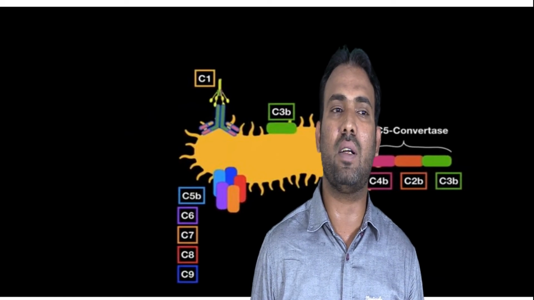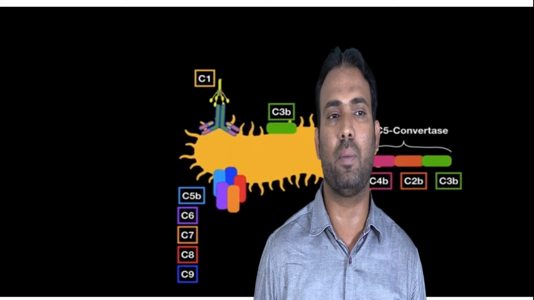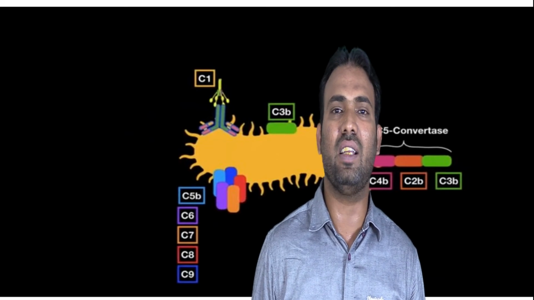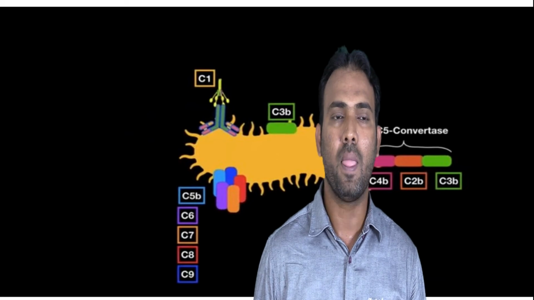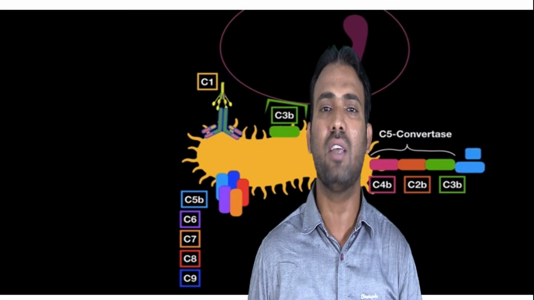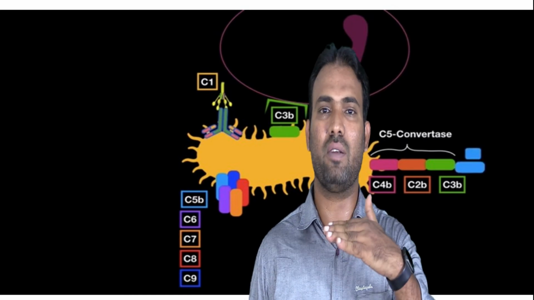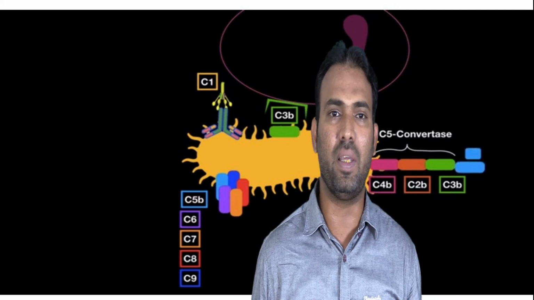Then it will be covered with another factor, that is properdin, which is factor P. Properdin is useful for binding C3b and Bb. Then once again, another piece of C3b will be attached above all these things, so it looks like a sandwich. The first layer at the bottom is C3b, then Bb, then the upper one is C3b.